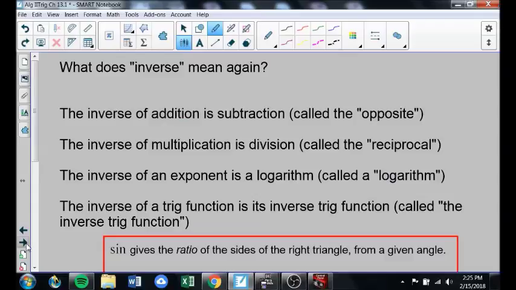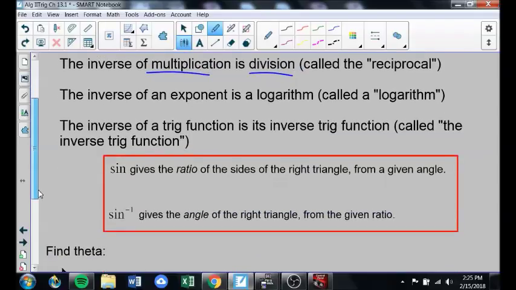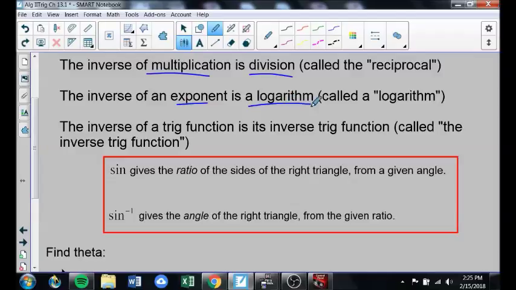Okay, let's talk about inverses now. Inverse has been a major theme in this class. The question of what inverse means has come up several times. Inverse is how we undo things. It's the action of undoing something. So the inverse of addition is subtraction. They invert each other. The inverse of multiplication is division. They undo each other. The inverse of an exponent is a logarithm, which we talked about a couple chapters ago now. And the inverse of a trig function is called the inverse trig function.